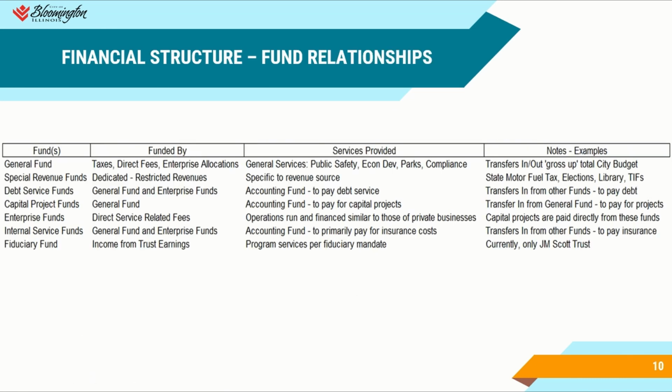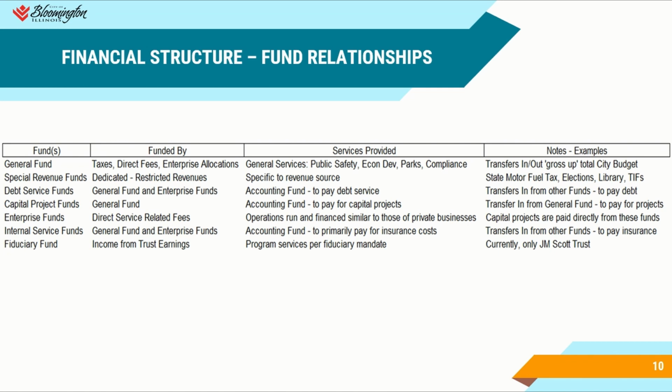Financial structure, fund relationships. For an example, the general fund, as mentioned earlier, includes public safety, economic development, parks. Special revenue funds are dedicated and have restricted revenues. Debt service funds are used to pay debt service and have transfers in from other funds to pay that debt. Capital project funds also include transfers in to pay for projects.